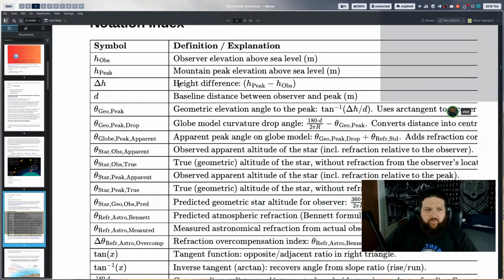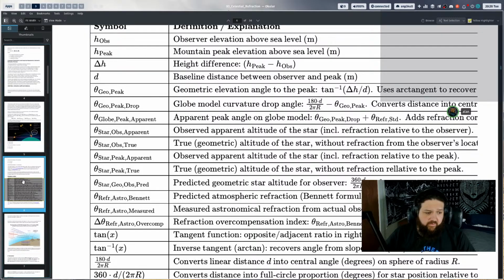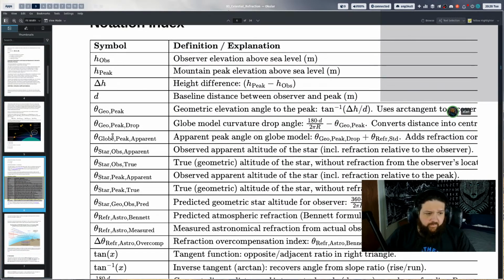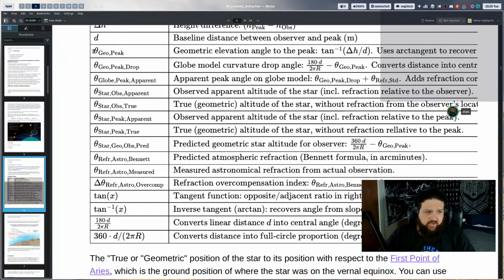Okay, so there's a notation guide provided here. If anyone wants to reference that, all of that is of course provided, and it'll be on the Obsidian page as well. If you want to interpret the diagrams put forward and get exact definitions for what these things represent, everything is here. So just the basics: geopeak, the physical elevation of the peak with no drop over distance; the geopeak drop over distance for the peak, accounting for curvature; apparent globe peak, this is the apparent angle to the peak, accounting for terrestrial refraction. And so adding terrestrial refraction to the globe drop angle.